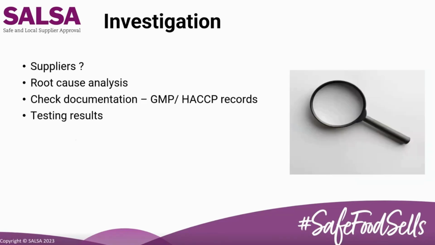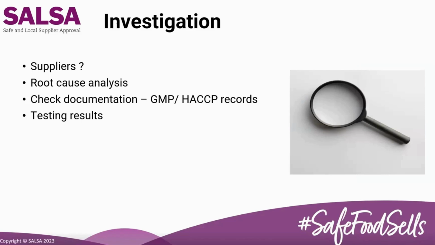From an investigation side, obviously you'd want to look back at your suppliers. Perhaps there was an issue there. Have a look at your own site. It depends on what the crisis is. If it's, for example, a foreign body contamination, was there a failure in equipment somewhere, or did something come in with the ingredient? Is it potentially sabotage? What's happened? So look at the root cause analysis.